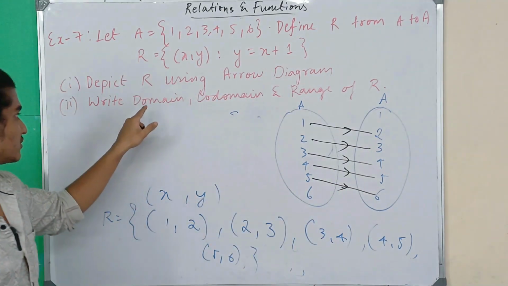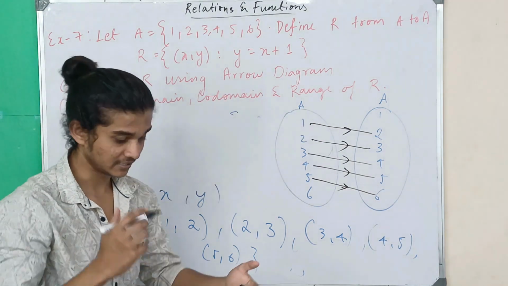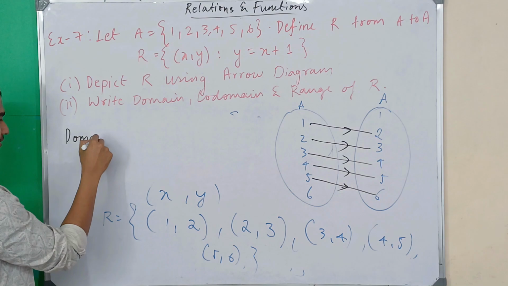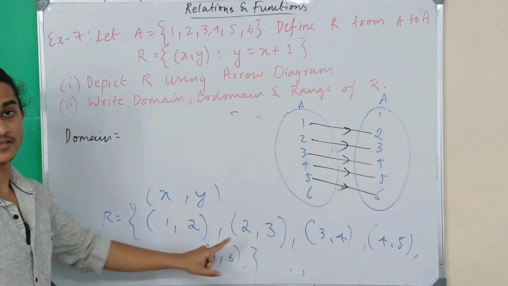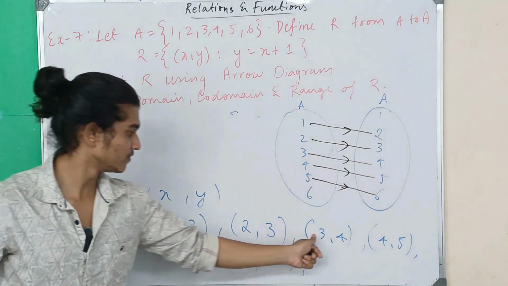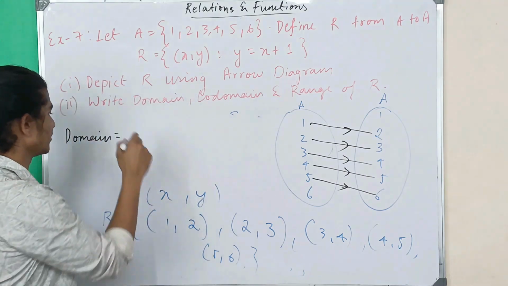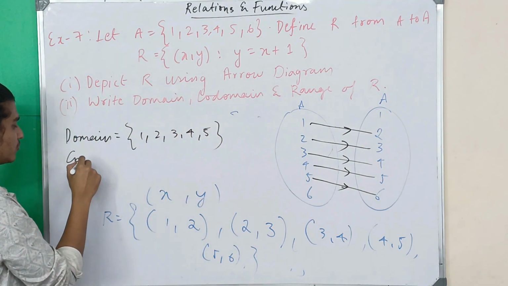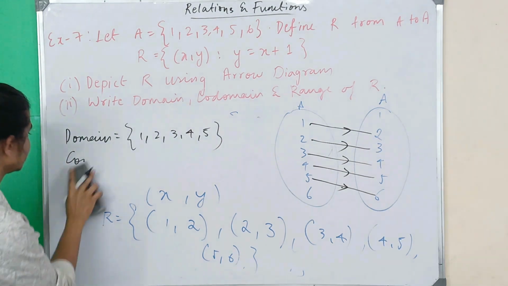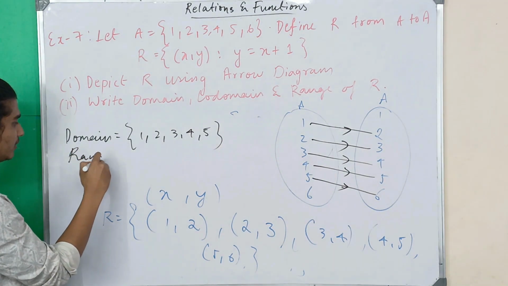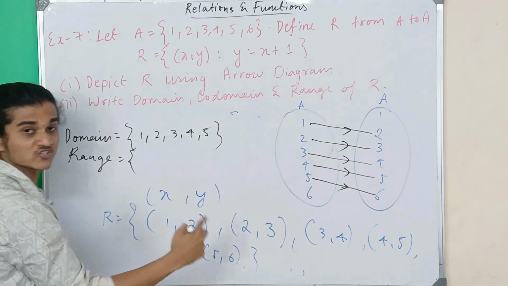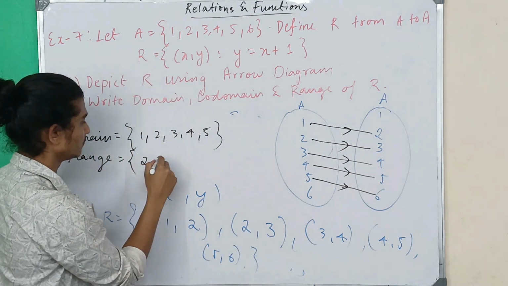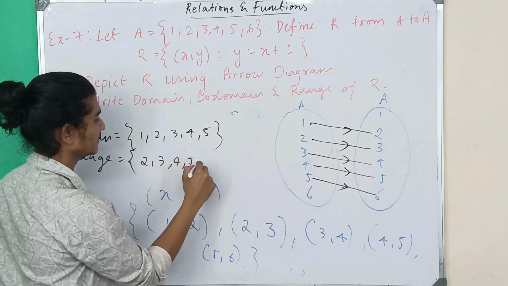The next thing they're asking is domain, codomain and range. Let us first find domain and range. Domain, as I told you, is the first element of the ordered pairs in the relation. So my domain is going to be 1, 2, 3, 4, 5. My range is going to be the second elements of the ordered pairs in the relation. So 2, 3, 4, 5, 6.